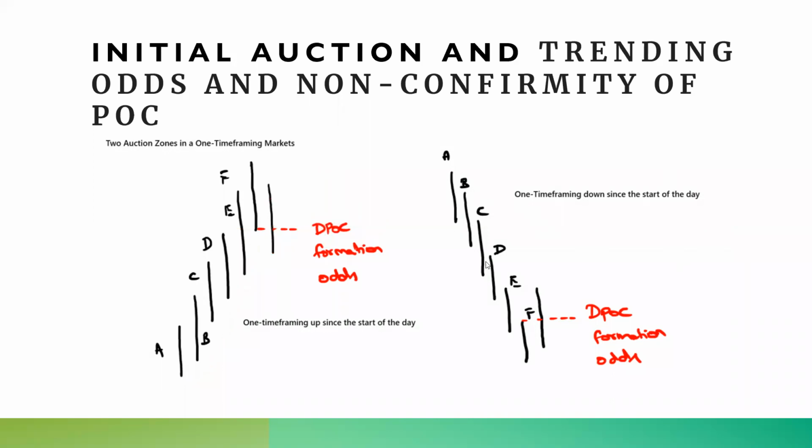Then one time framing down, similar odds. The one time framing where it is getting broken, that really matters. Now, in some cases in a trend day, we don't get that kind of break at all. It will break only once and still the one time framing resumes again. That's how a trend day happens.